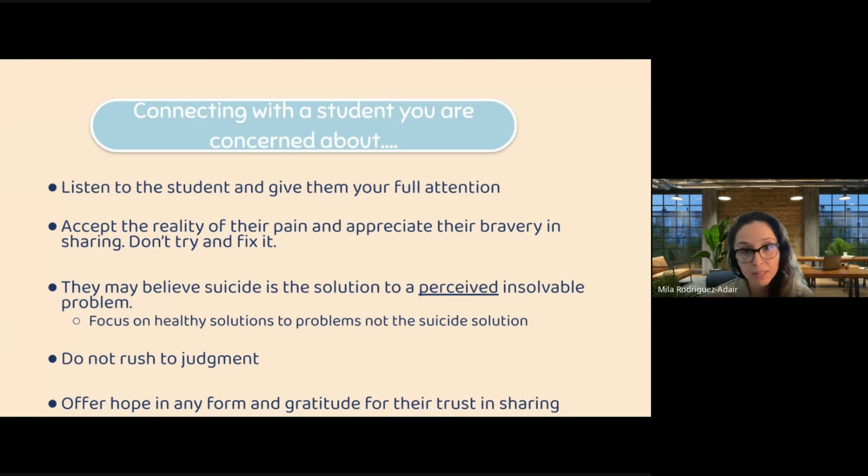So we may not always understand why they're feeling what they're feeling, why they're feeling so depressed, but we acknowledge and appreciate their bravery in sharing, and that when it comes to suicide, they may believe that that's the only solution and that it's unsolvable. And we all know that most of the time it's the pain that they're feeling, they just want the pain to stop, right? Which is why it's so critical and so pivotal at that moment to assure that they're also getting screened so that they are indeed getting supports to address that pain that they're feeling. And that we're not immediately rushing towards judgment.